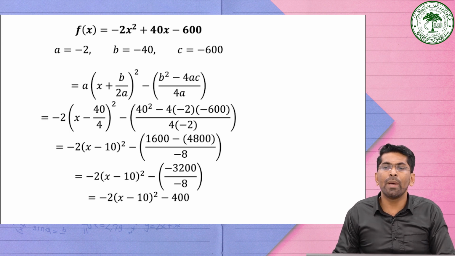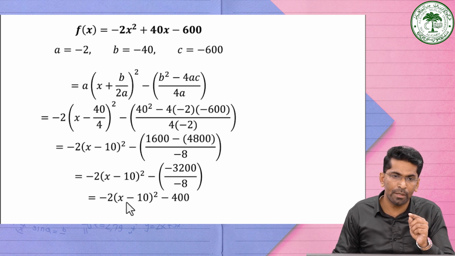So the vertex of the parabola is given by the coordinate derived from the complete square term here, that is x minus 10 whole square.